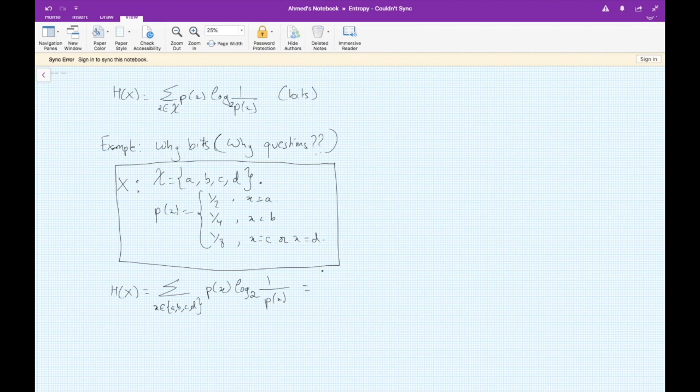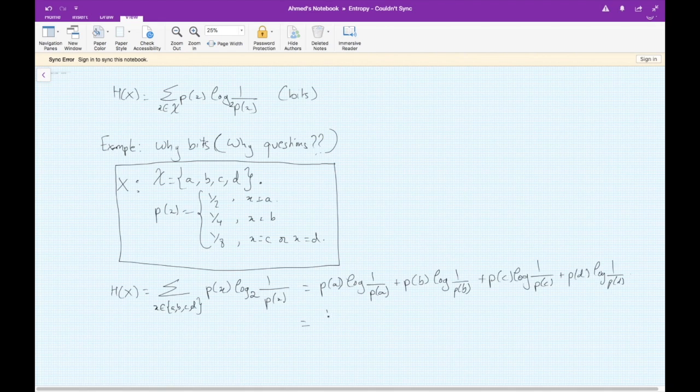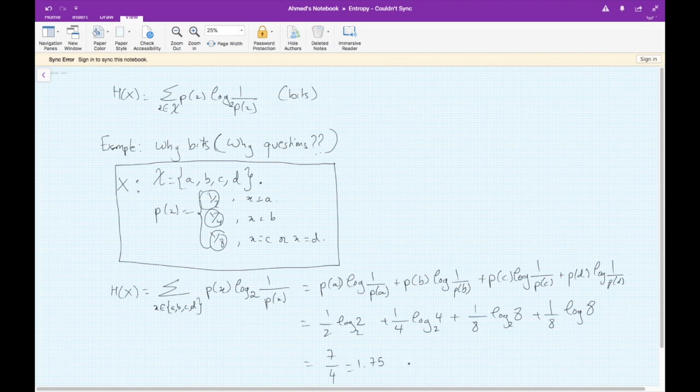So let's replace all the values of x, which is p of A log 1 over p of A plus p of B, and so on. Now let's replace the values. I get half log 2 plus a quarter log 4 plus an eighth log 8, and again an eighth log 8, right? You can compute this on a calculator, or you can compute it really quickly because this is log 2, right? Log 2 is 1, log 4 is 2, and log 8 is 3. So after you do the math, you end up with 7 over 4, or 1.75 bits.